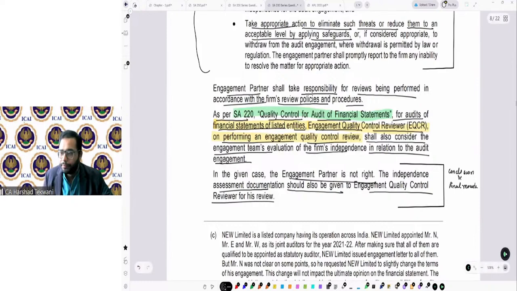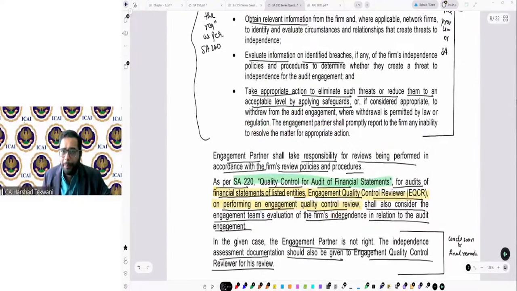Clear? It's not only what the answer is, it is also how to write the answer. Let us see one more question then. I could say this is a very good question.